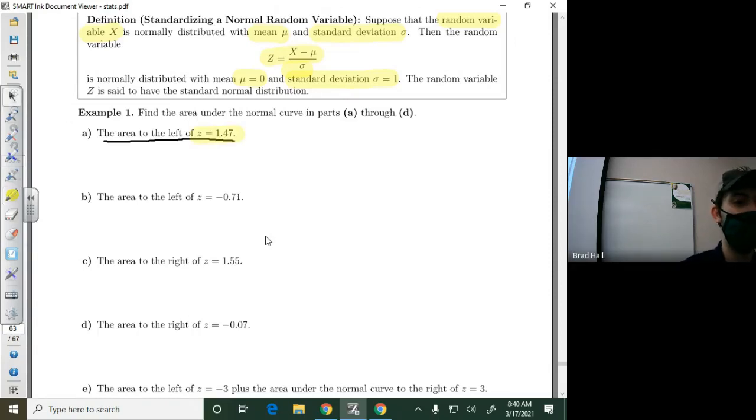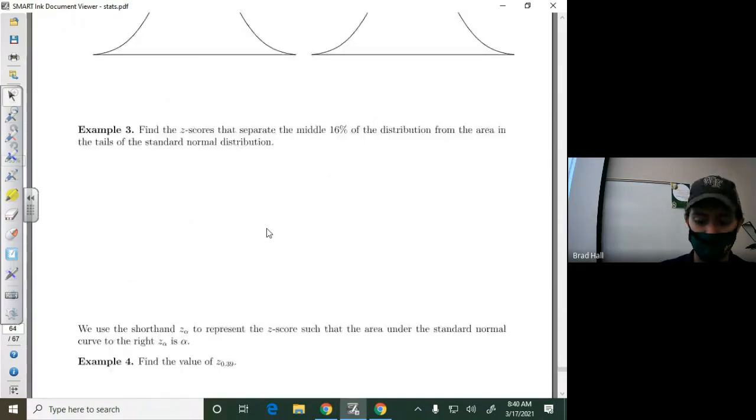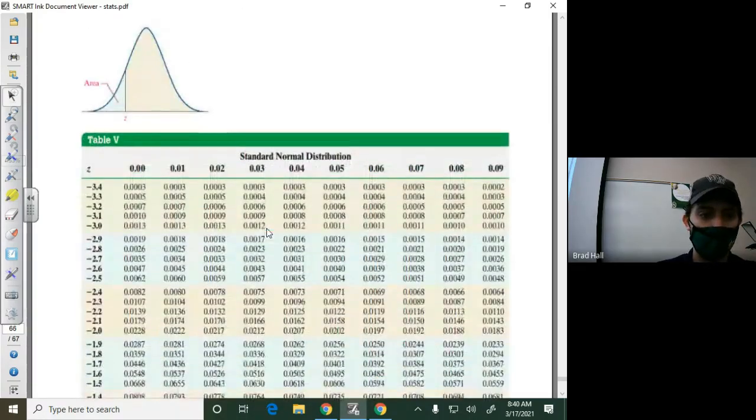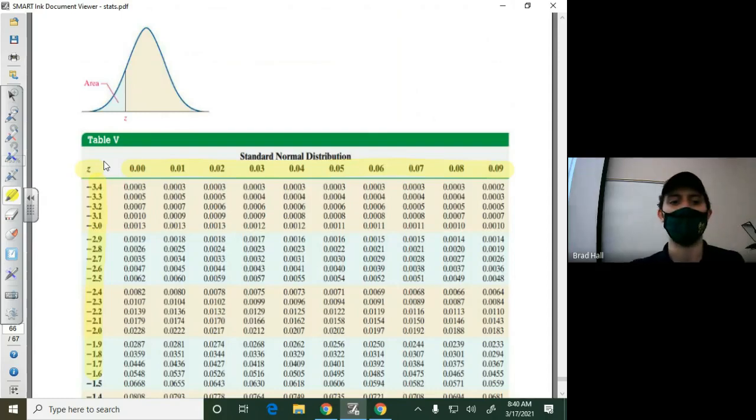Yeah, so Z is 1.47. Let's keep that in mind. We're going to scroll down to that table. So notice it has a Z right here. It's got values here, and it's got values here. We're trying to find the exact part where Z is 1.47.